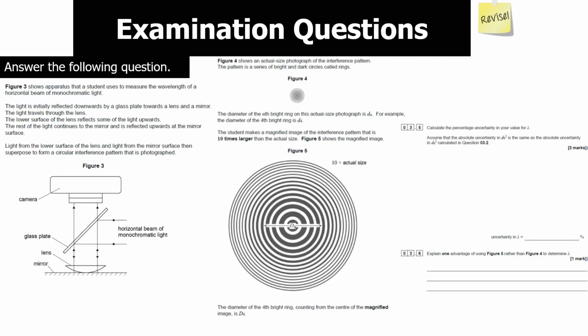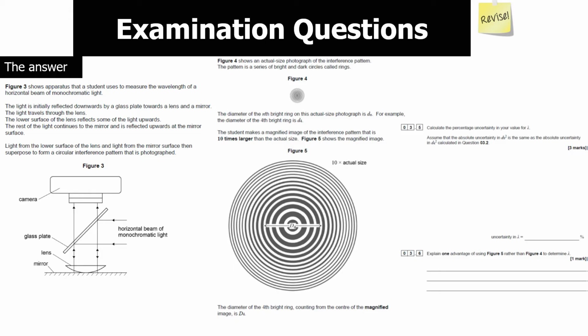Now, the next question says, calculate the percentage uncertainty in your value for lambda, assuming that the absolute uncertainty in D9 squared is the same as the absolute uncertainty in D4 squared that you calculated previously. Then explain one advantage of using figure 5 rather than figure 4 to determine the value of lambda. Now, pause the video, then unpause the video when you want to go through your answer.